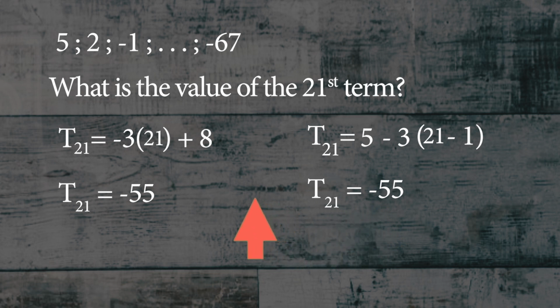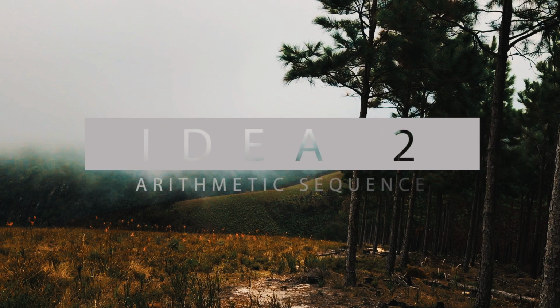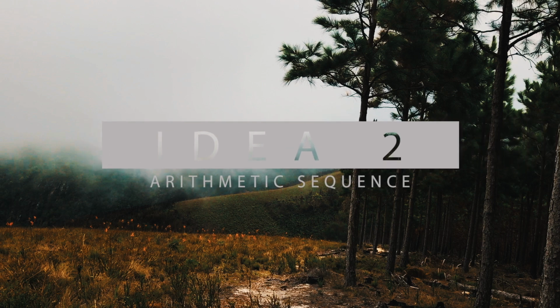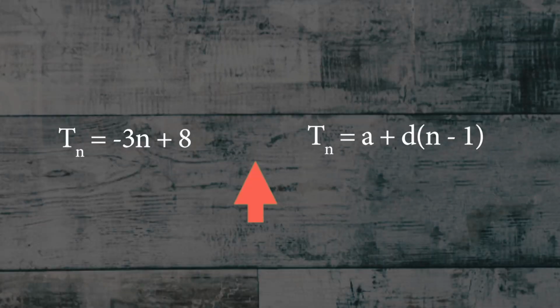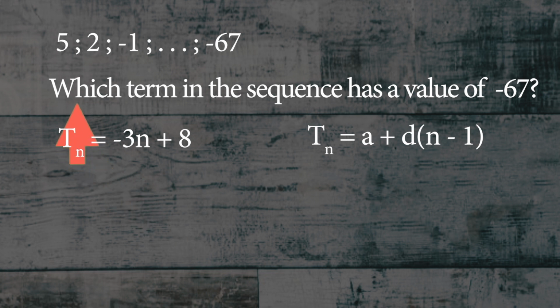Now what we are going to learn next is how we will use the general formula as well as this formula to calculate the position of a certain term. Here is another way that we can use the general formula and this formula. Let's read the question first. Which term in the sequence has a value of minus 67? We are given minus 67, which is somewhere along the sequence, but we don't know the how manyth number it is. So we actually don't know its position.